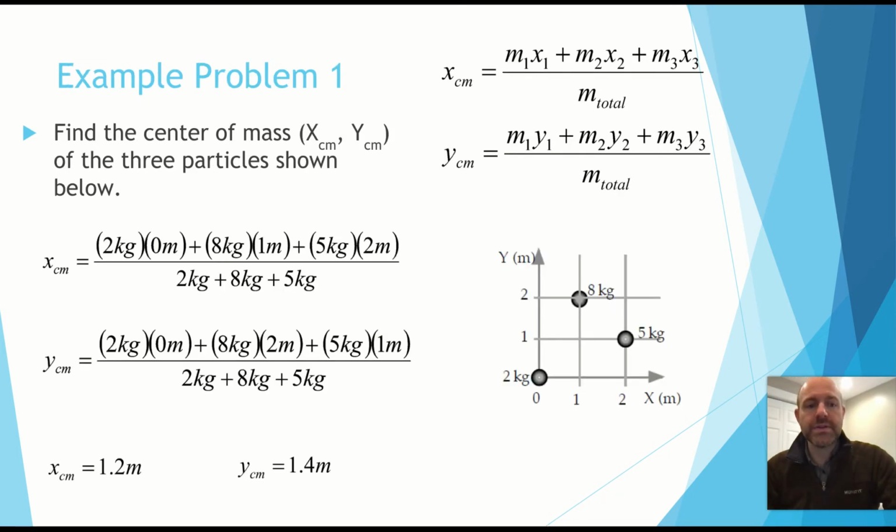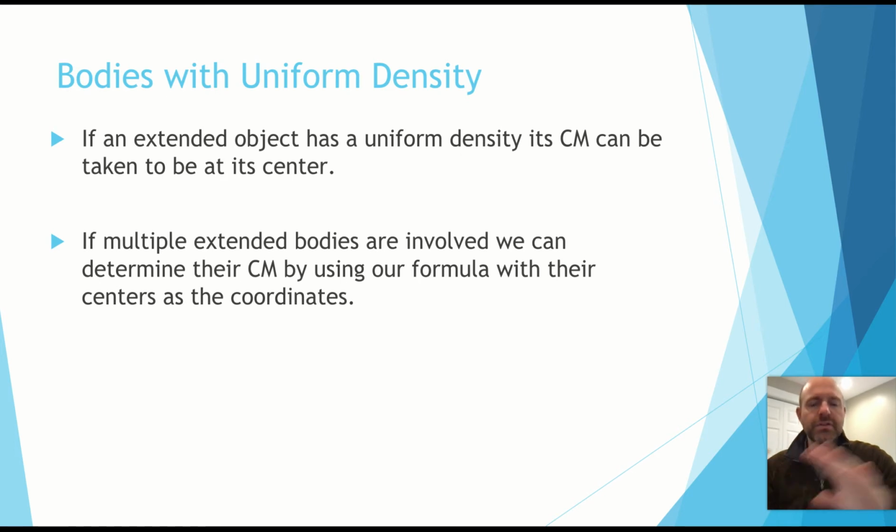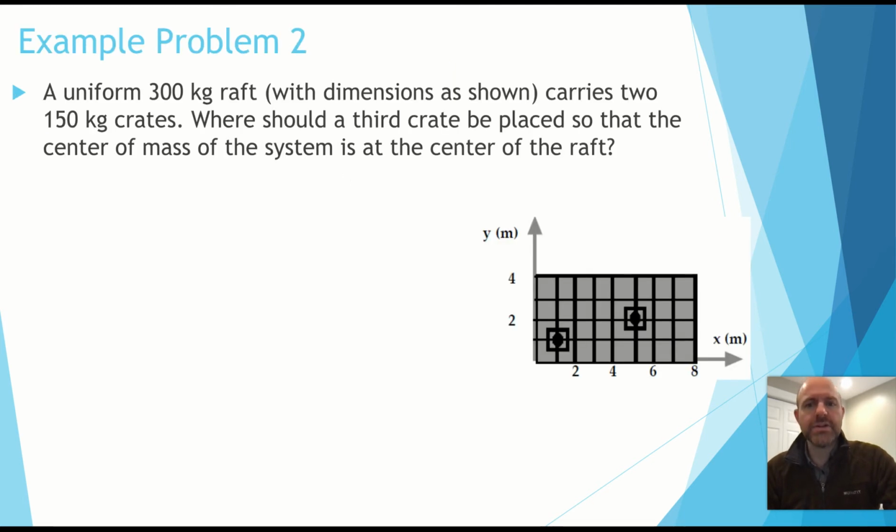But you could also do this if you have an object that has uniform density, a ball, a cube, a block of wood, something like that. And if you have multiple individual objects where you can figure out where their centers of mass are, you can add them up as if they were particles at that center of mass. So here's an example of that. If you have a raft that's kind of uniform density, 300 kilograms, dimensions 4 meters by 8 meters. And then it has two 150 kilogram crates set on it as shown.